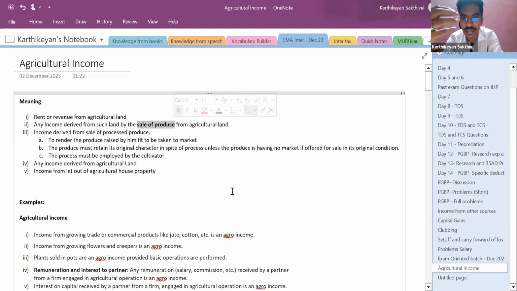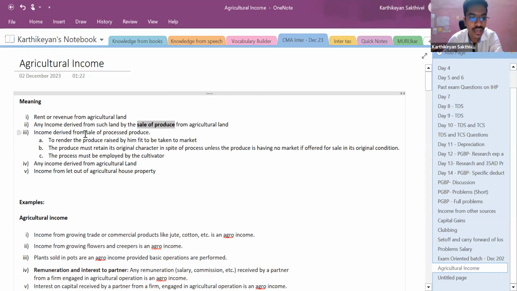In agricultural land we are cultivating something, right? And that cultivation is sold in the market. Whatever income you are getting from that sale of produce which is produced from the agricultural land is known as agricultural income. That is point number 2.